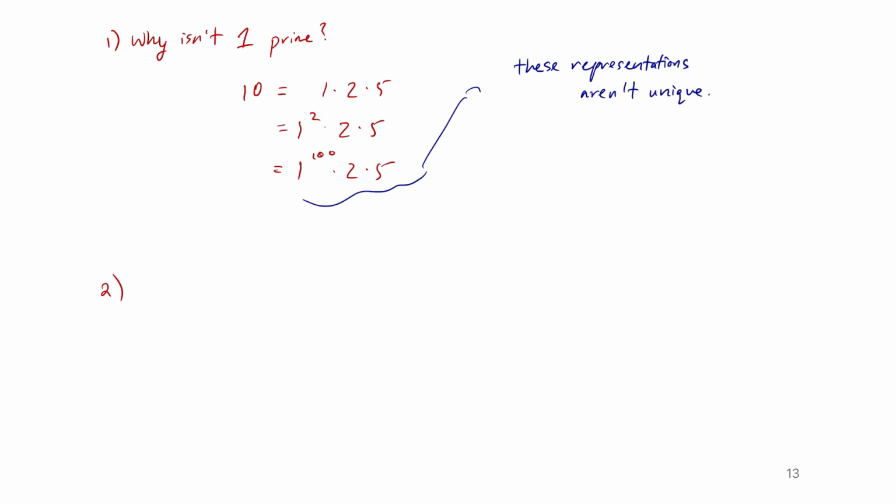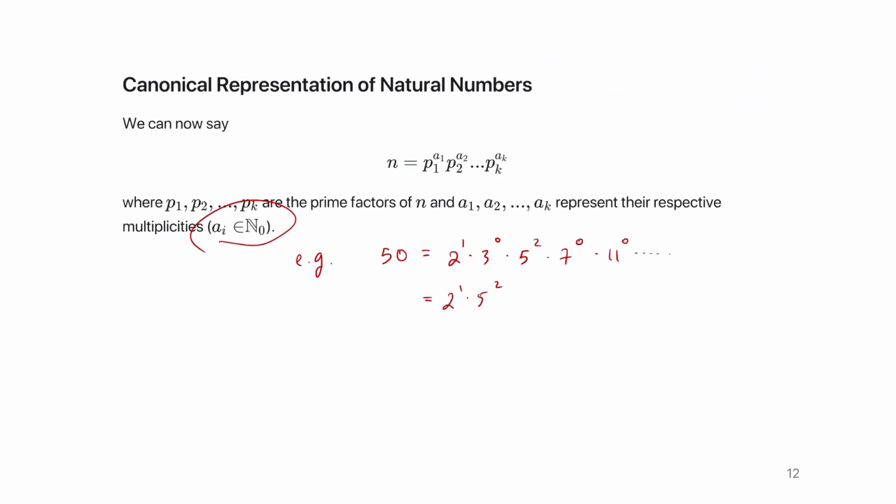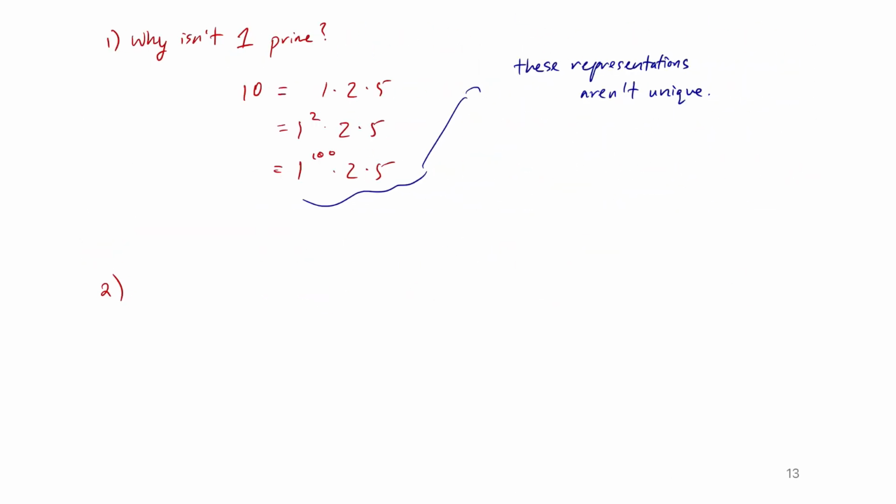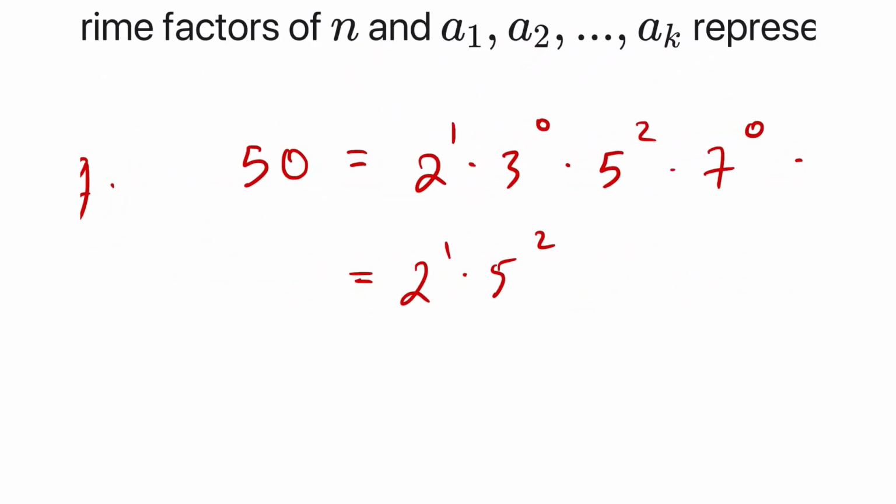What we can say is that right now, we're only allowing these exponents to be whole numbers. What if we allow the exponents to be negative numbers? What will it allow us to do? For example, these exponents, 1 and 2, have to be 0 or greater. What if instead we had 2 to the negative 1 times 5 to the negative 2? Would you be able to cover all real numbers?